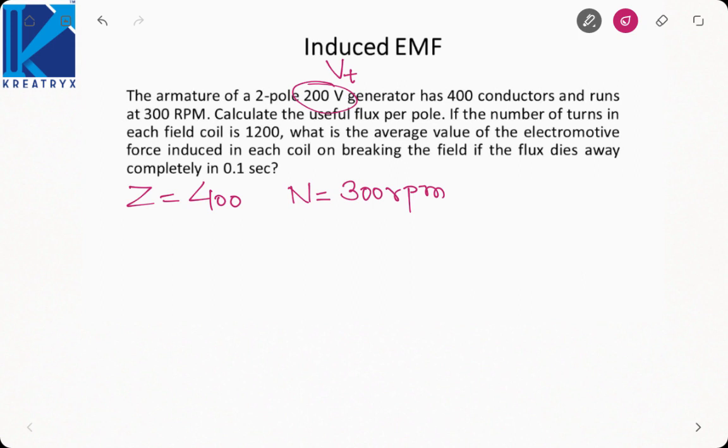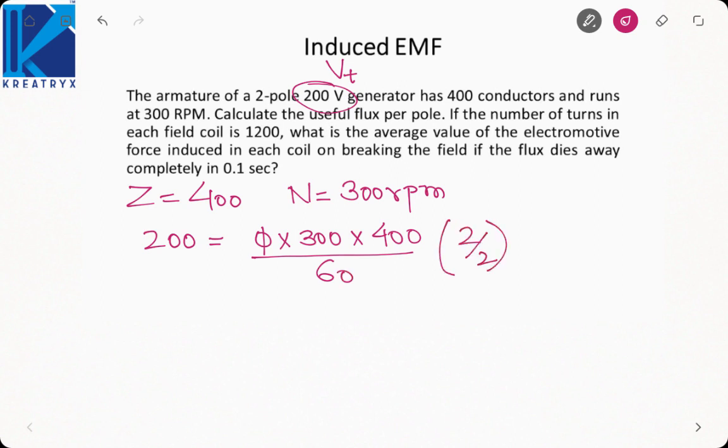So this is 200. I am assuming no load. At no load, terminal voltage is equal to induced EMF. It will be equal to flux per pole into speed into Z by 60. Since it has 2 poles, there can be at most 2 parallel paths, because even for a lap winding, P is equal to A, that is 2. And for wave winding, A is already 2. So flux will come out to be 0.1 Weber.